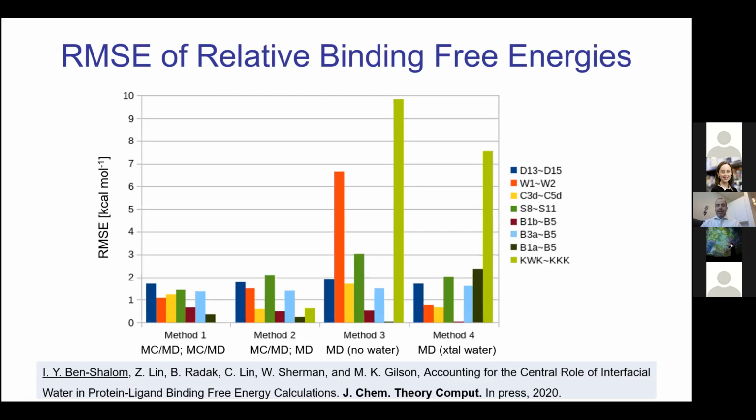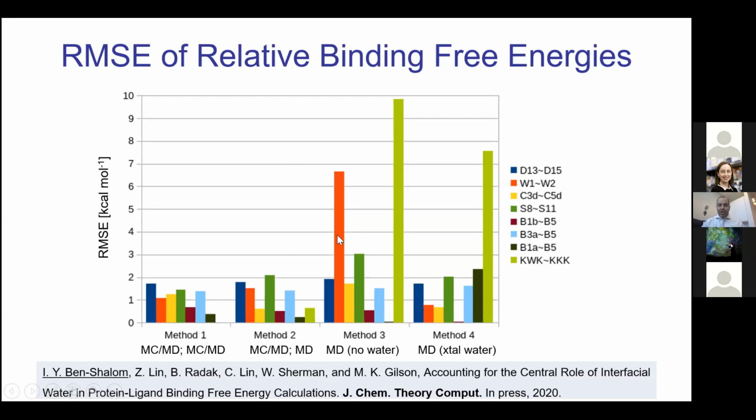And now let's see how we work with relative binding free energies. So then we compared our numbers to the experimental data. Here it's also very interesting to see that methods 1 and 2, which both do MCMD, are similar and have very low values, around 1 kcal per mole. Methods 3 and 4 are both not doing well, with RMSEs of 3 to 4, kind of high, not succeeding. There are a few very interesting things to see here.